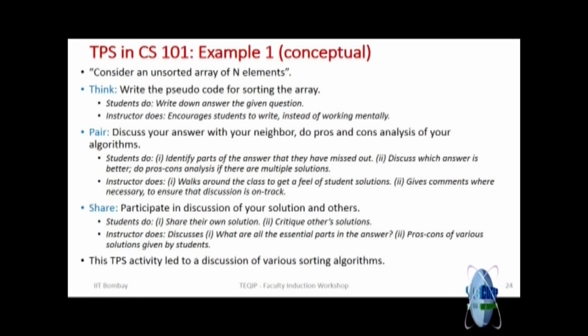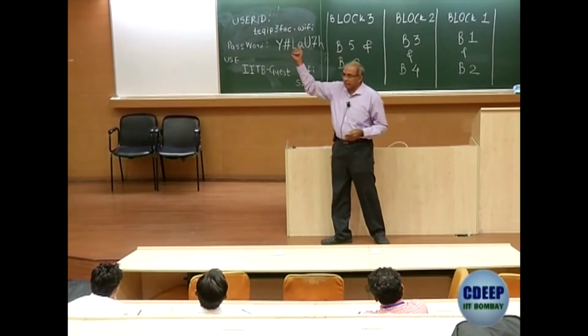In the pair phase, once you have some algorithm and you have some other algorithm, it says to discuss your answer with your neighbor and do the pros and cons analysis of your algorithm. Some people say, my algorithm will work very well if the numbers are already sorted from ascending to descending, or if the numbers are jumbled in this manner, or if this is the range of the numbers, and so on and so forth. So that is the second thing that happens in the pair phase.